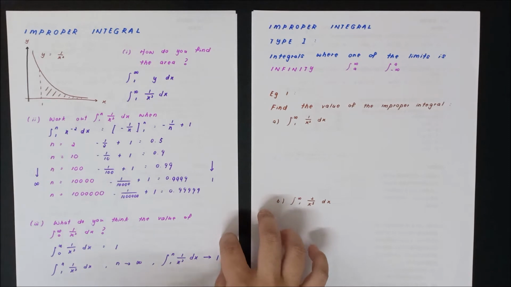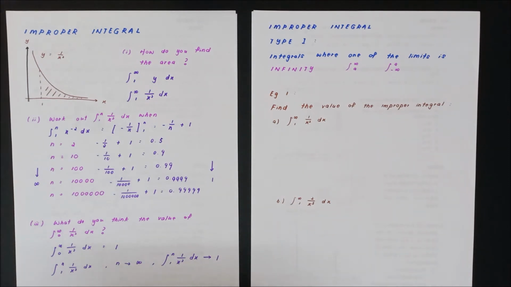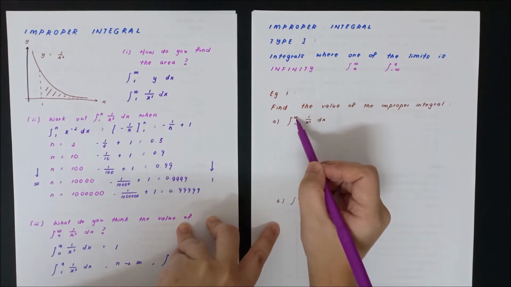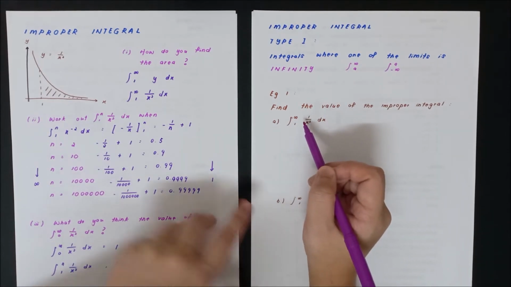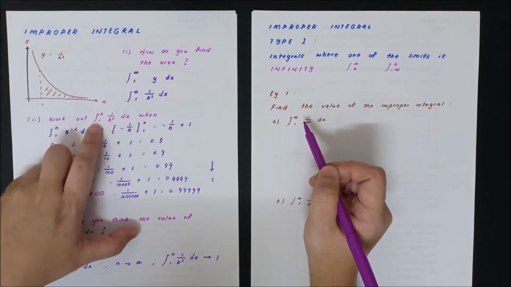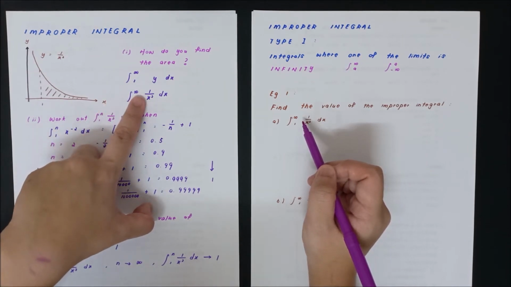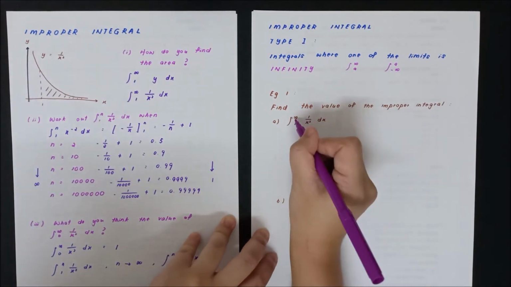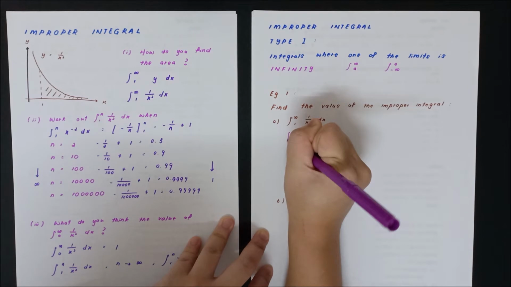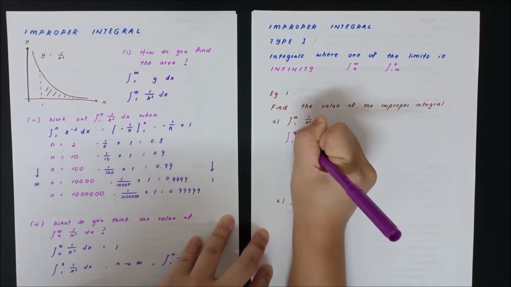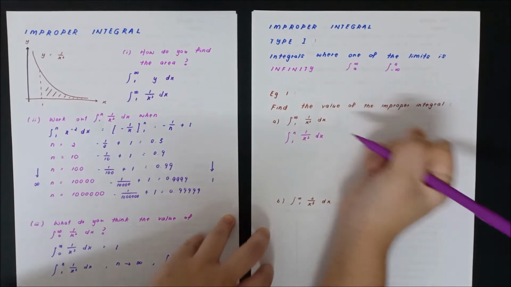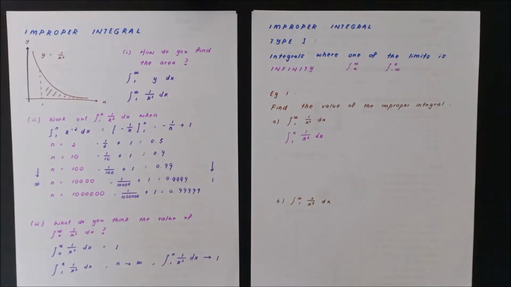Okay, so number 1A. The first step you need to do is substitute infinity with n. So it's like what we have done just now. Instead of writing infinity, which we cannot solve, we change it to n. So I'm going to write the integral from 1 to n of 1 over x squared dx. Basically copy down the thing but change your infinity to n.